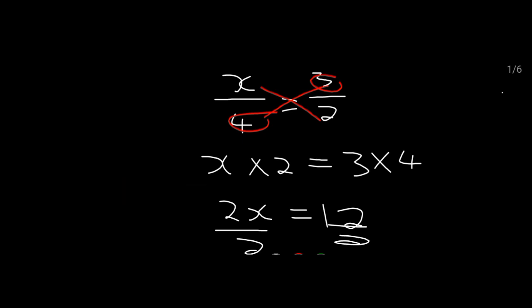Cross multiplying makes the linear equation straightforward, even when it looked complicated, and then we are able to solve it. So when you see a fraction, the first thing that must come to your mind is cross multiplication.